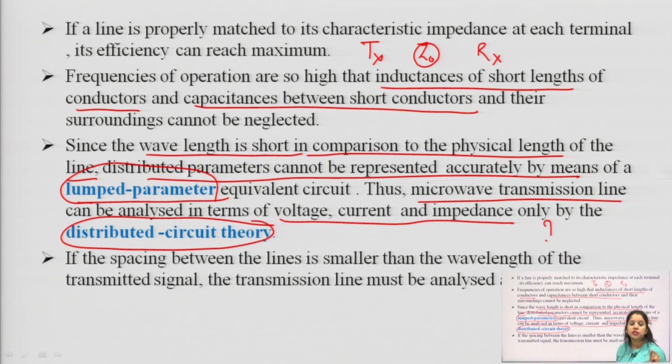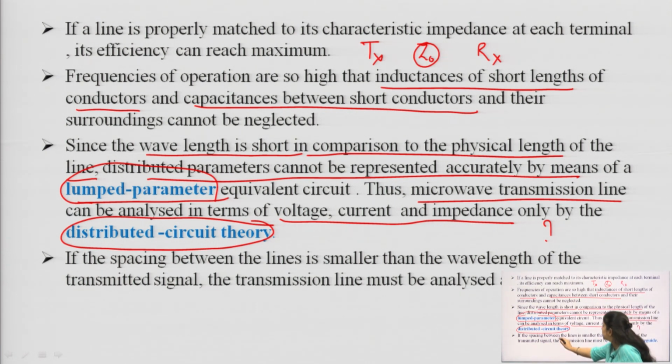So, one question: why is the distributed circuit theory used, and not the lumped, because the wavelength is short in comparison to the physical length of the transmission line. And if the spacing between the lines is small, normally we use the transmission line, but what will be the case when we move towards the waveguide?